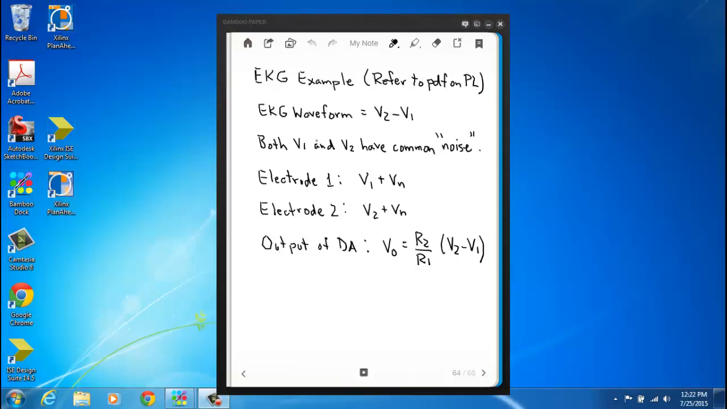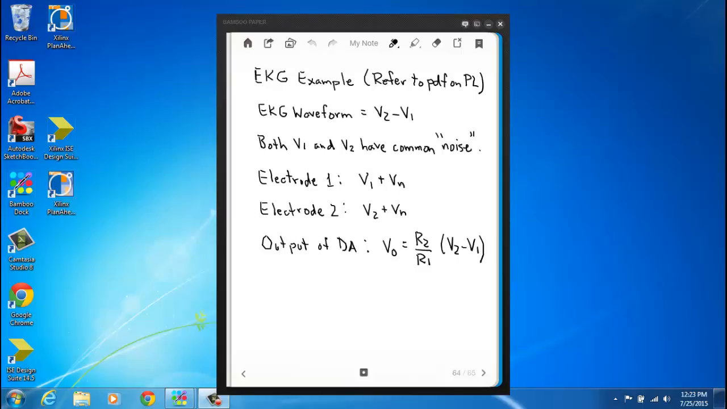Also talked about in the PDF example is that both these electrode voltages, in addition to the desired voltage that is needed to generate the EKG waveform, have along with them common noise that's picked up by the electrodes. Great caution and effort is taken to make the electrodes as identical as possible so that this noise will be a common amount for both electrodes. Things like the electrode length of wire and just how the electrode itself is built are all made as identical as possible. But no matter what steps are taken, you're always going to end up with some noise.